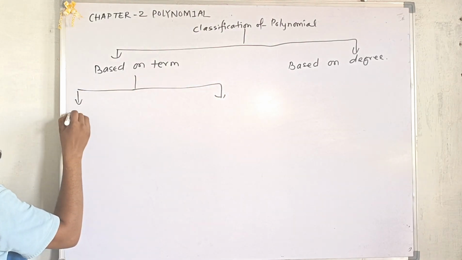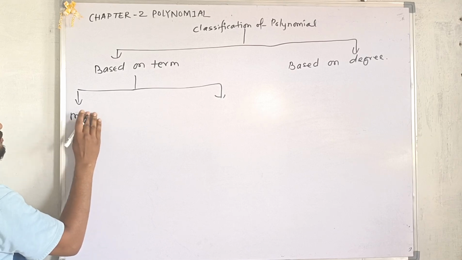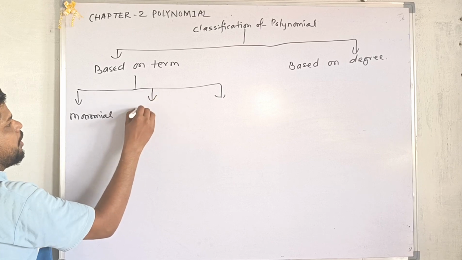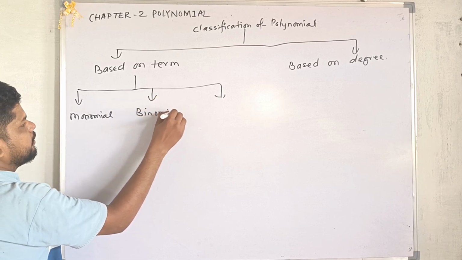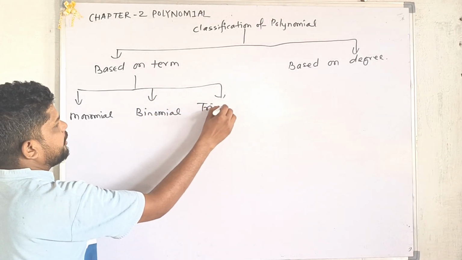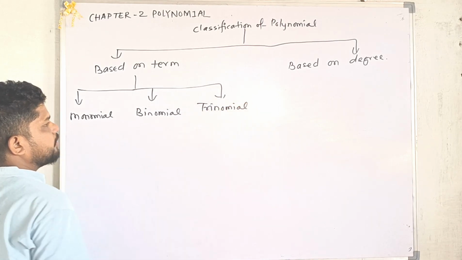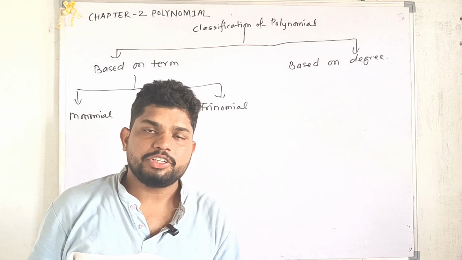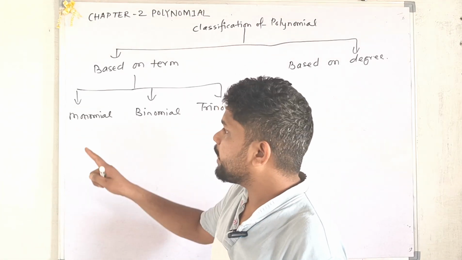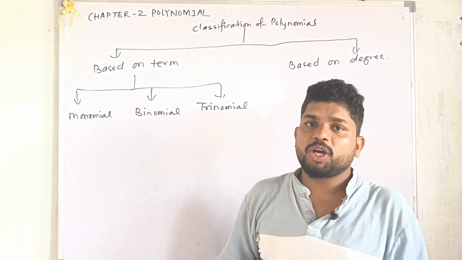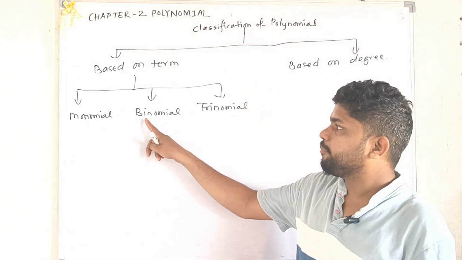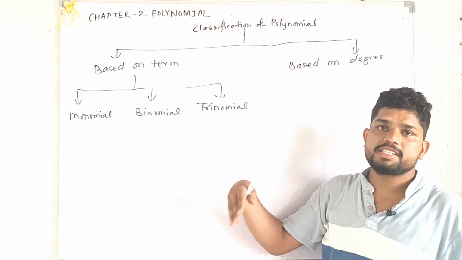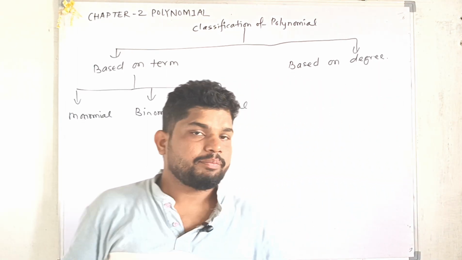this sub-classification we have monomial, binomial and trinomial. Basically, dear students, all the polynomials which have only one term are known as monomial. All the polynomials which have two terms are known as binomial, and all the polynomials which have three terms are known as trinomial. Let me give examples one by one.